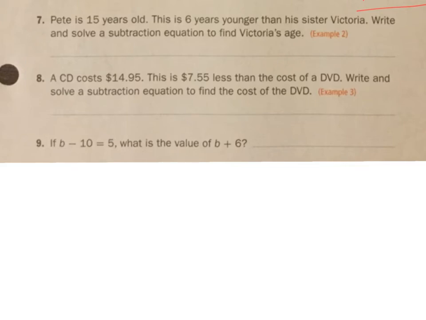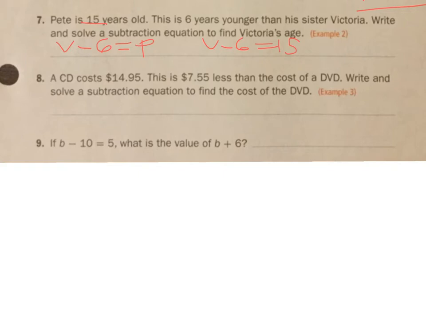So Victoria is going to be older. And I want to write a subtraction. So if I take Victoria's age minus the 6 years, I will get Pete's age. So let's see. I actually know Pete's age. Pete is 15. So it's V minus 6 equals 15.